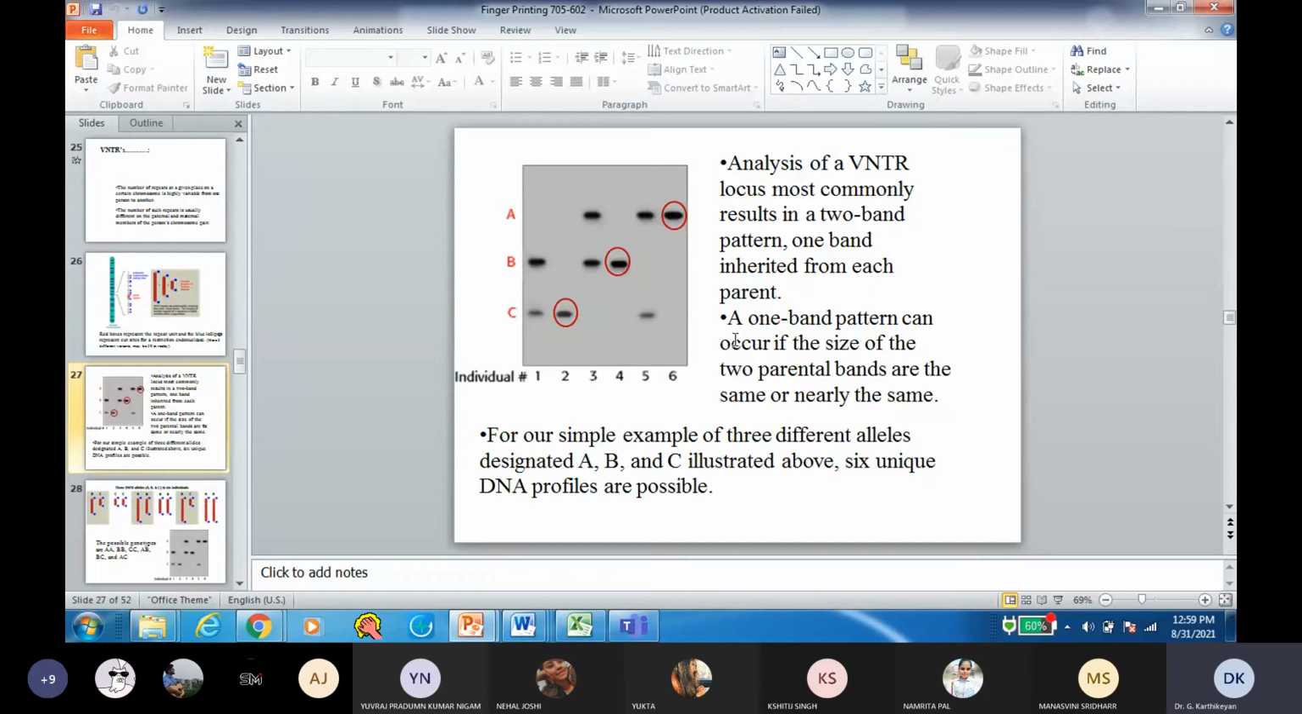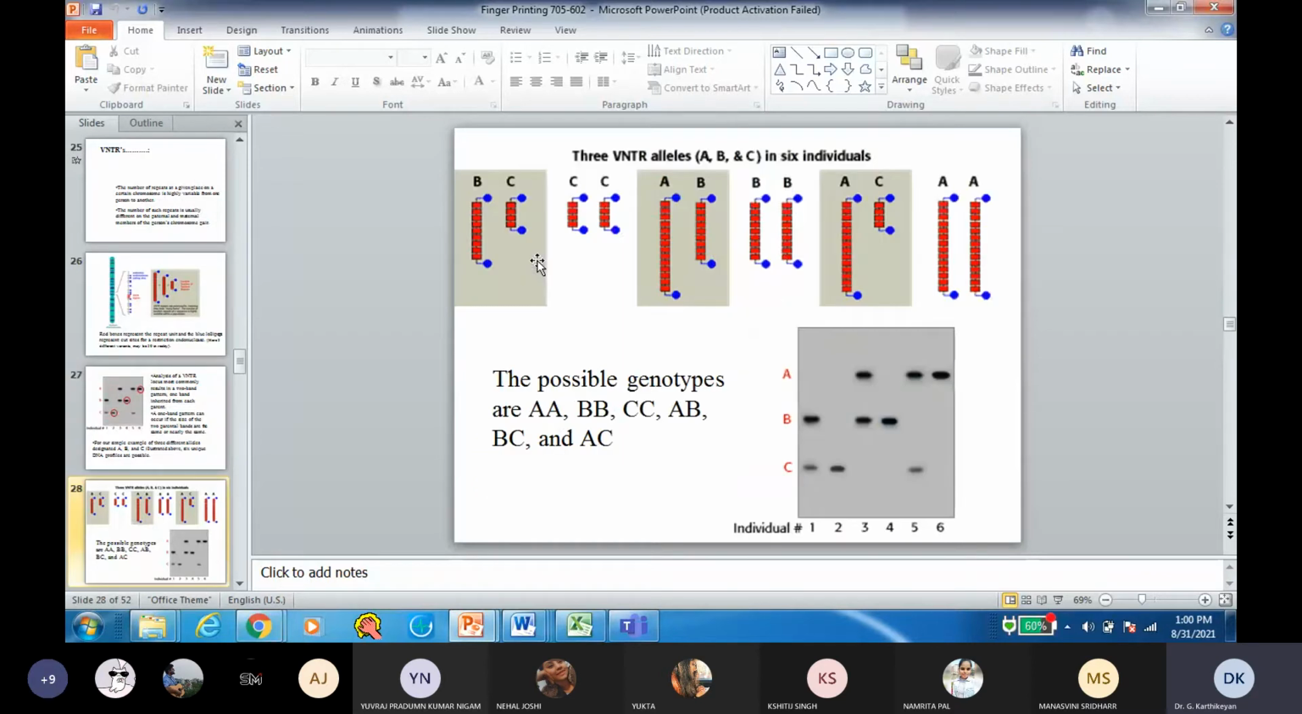Okay, in this simple example of three different alleles which are designated as A, B, and C, you can actually see six unique DNA profiles are possible. You know, you can have a combination of any of these three, and then that is what results in the DNA fingerprinting. Okay, and this just shows you schematically how this could be in any individual.